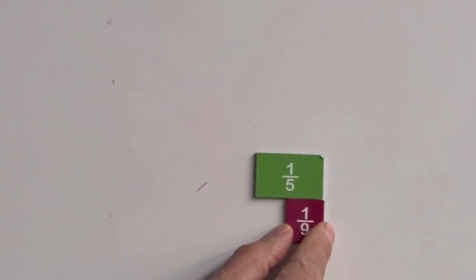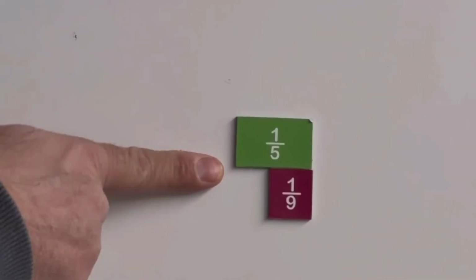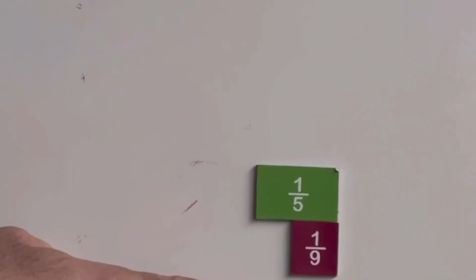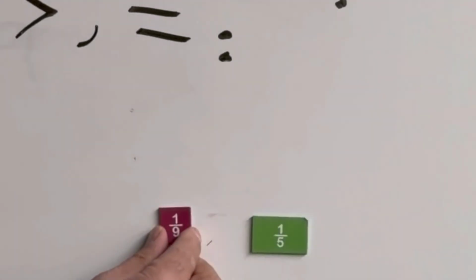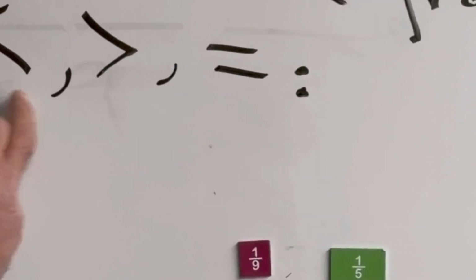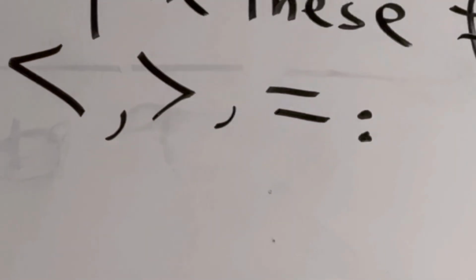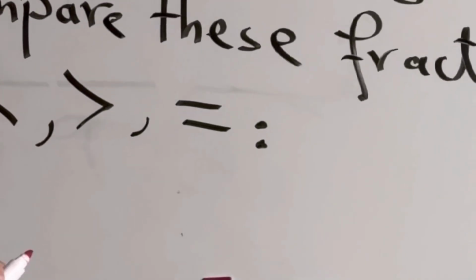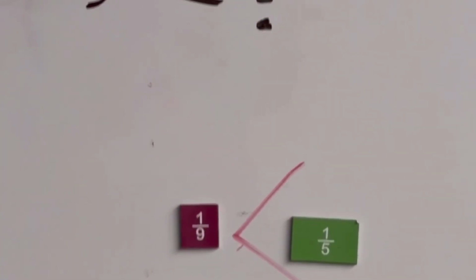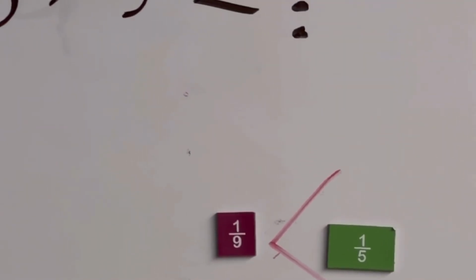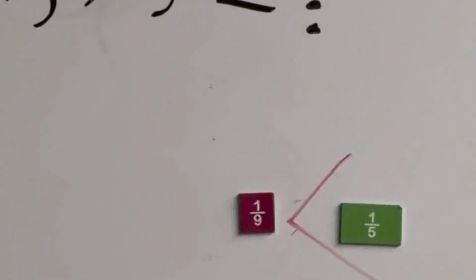Now if you put 1/9 next to 1/5, clearly 1/5 is bigger. And now we're going to put them side by side and choose one of these signs. Crocodile is still hungry. He's going to go eat the 1/5 instead. He has only one choice to choose from.